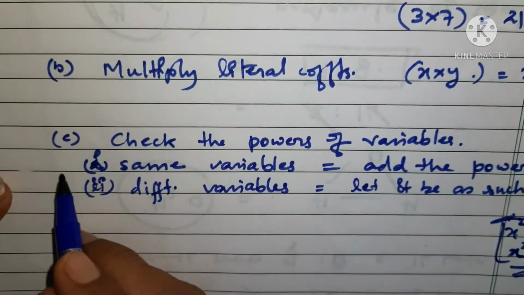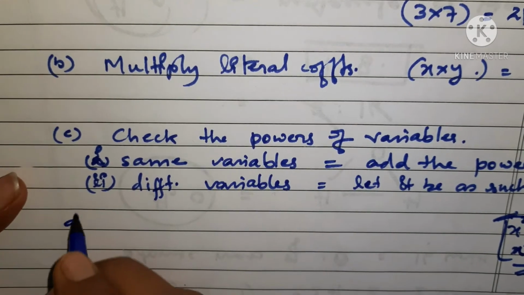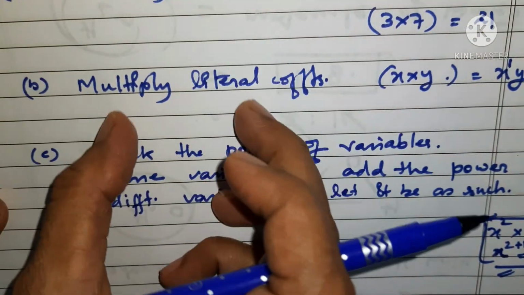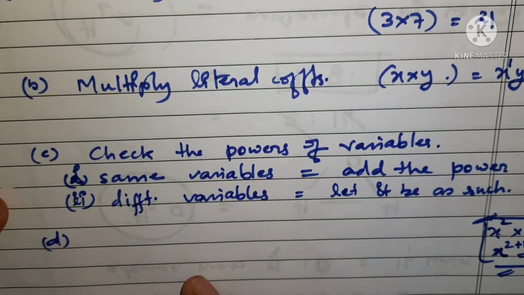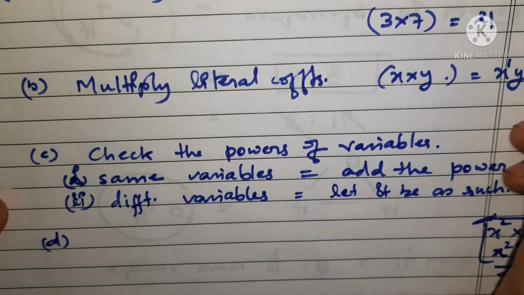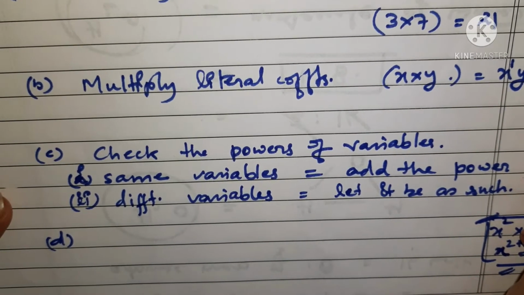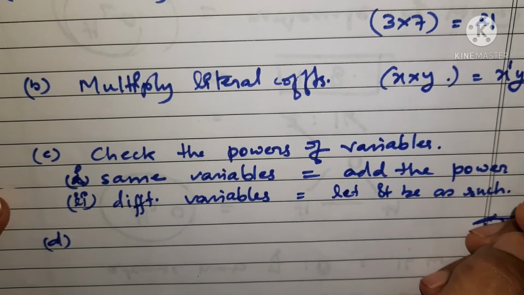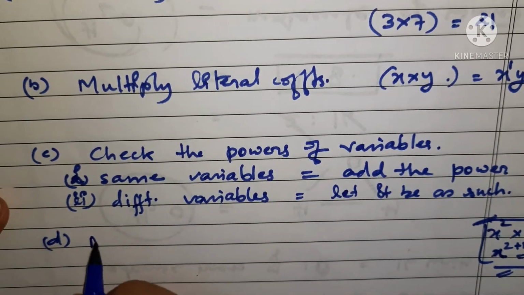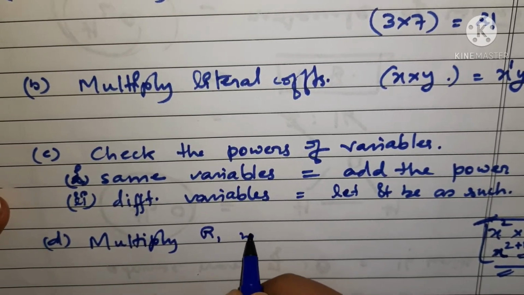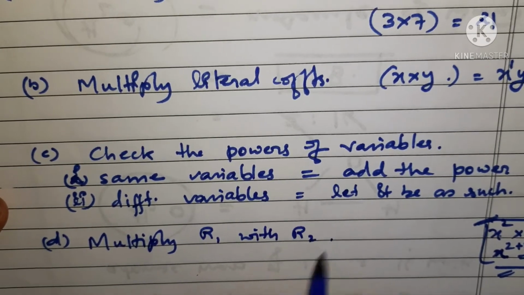So what will be the next part to this? Next step to this is what? After going through these 3 steps, you have to take this as R1, that is result 1, and this as result 2. You will multiply result 1 with result 2.